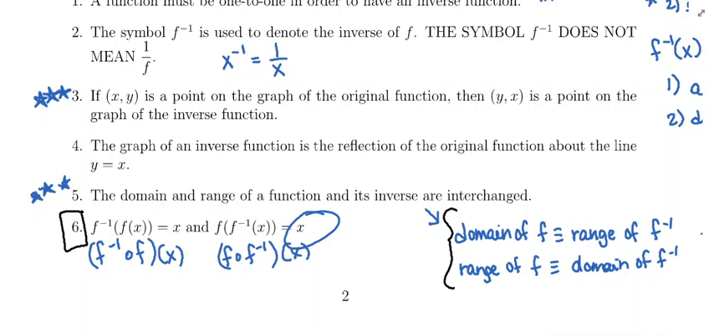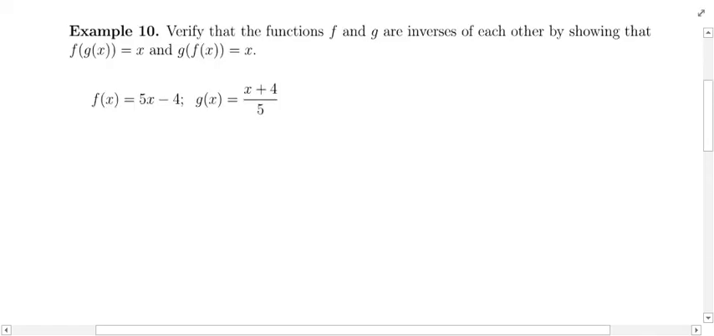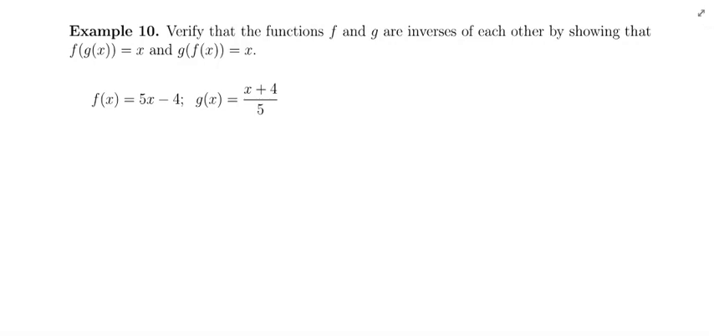So that's what you're being asked to do here in example 10. You're given two functions and you're verifying that they're inverse functions, and we're doing it through composition. Another way you can do this problem without composition is to take one of the functions and find the inverse, and make sure you get the other function. Inverses are unique, so if you find the inverse and it turns out to be the other function, that proves the functions are inverses. But here we're going to do it through composition.